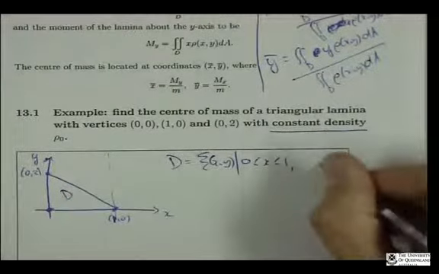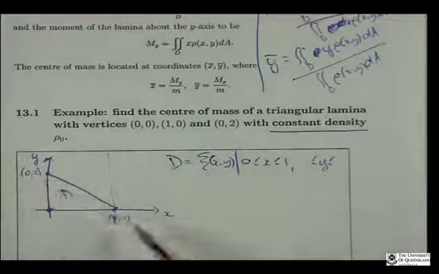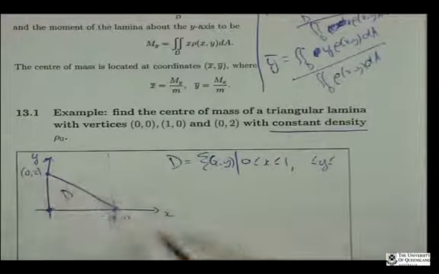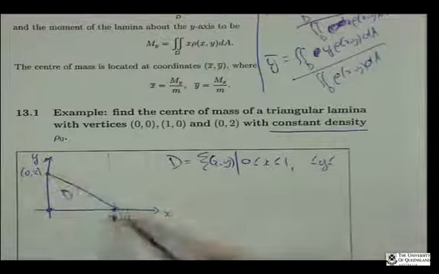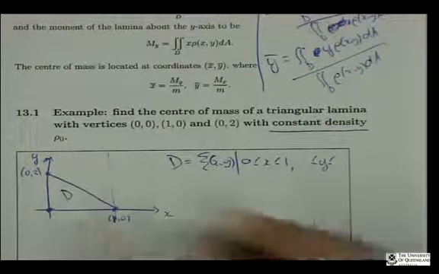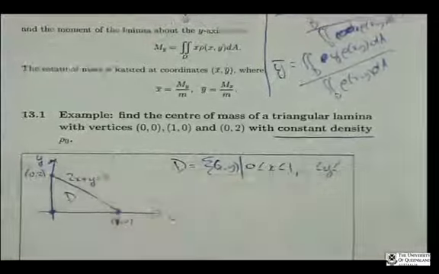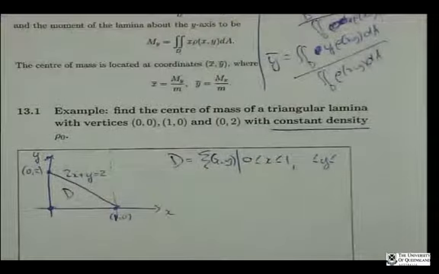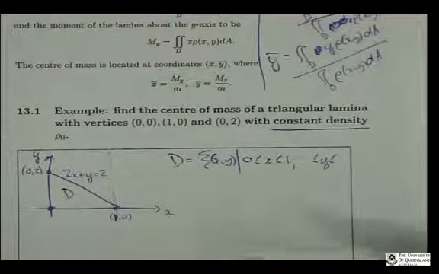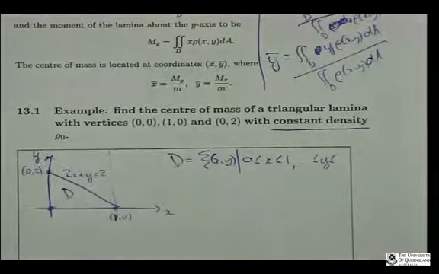Okay, so I need to put bounds on y now. Now, because I've got these 2 points where the line, which is this boundary of the triangle, intersects the 2 coordinate axes, I can immediately see that the equation of that line is just going to be 2x plus y equals 2. Right? So when x equals 0, y equals 2. When y equals 0, x must equal 1. All right, so that's pretty straightforward.